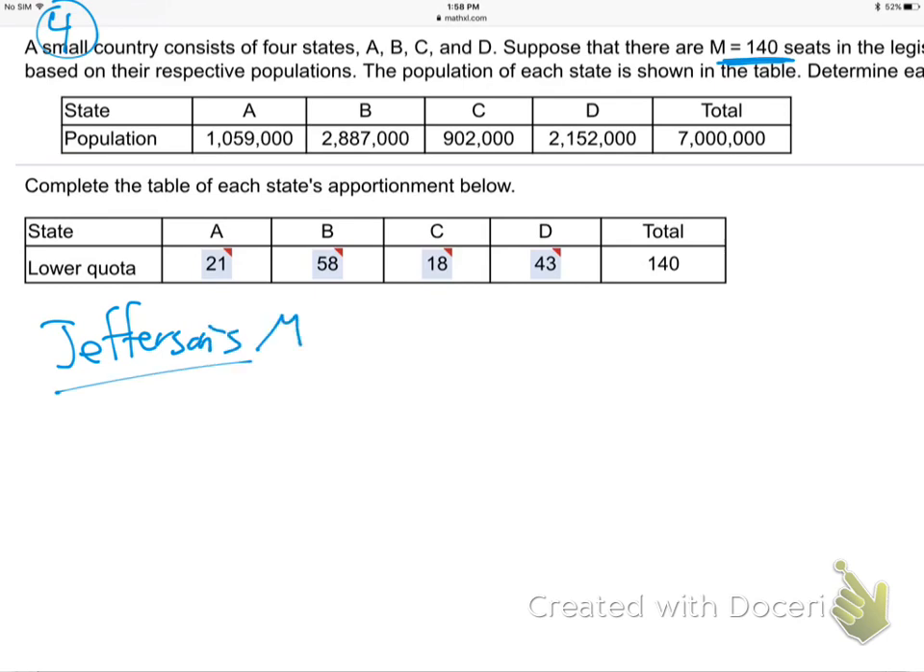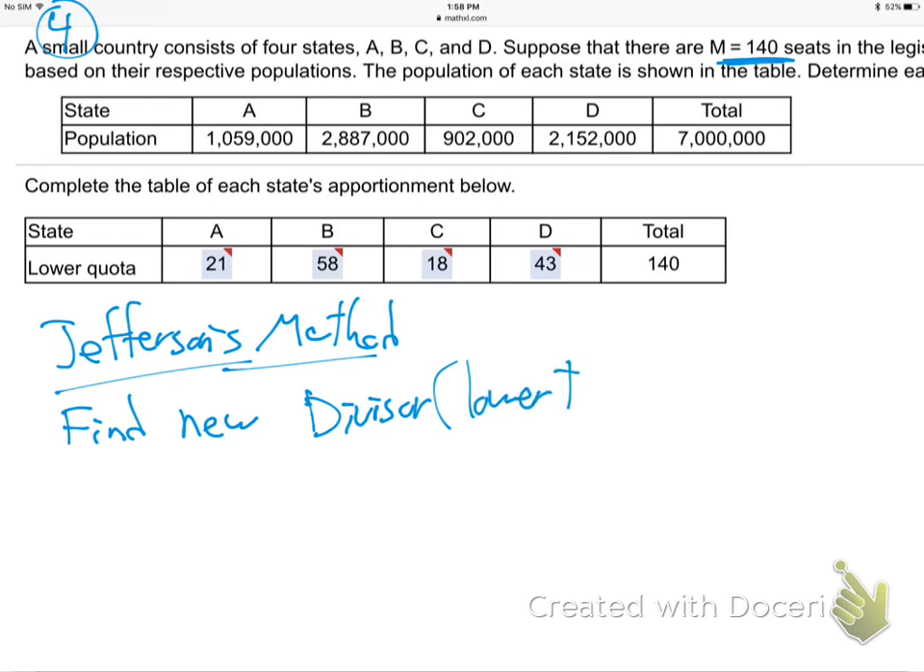Jefferson's method. Here's what Jefferson thought. He said, all right, find a new divisor lower than the standard divisor. Jefferson thought the problem is you're giving some states an extra seat because their decimal's big enough, and some of them aren't. You know what I mean?